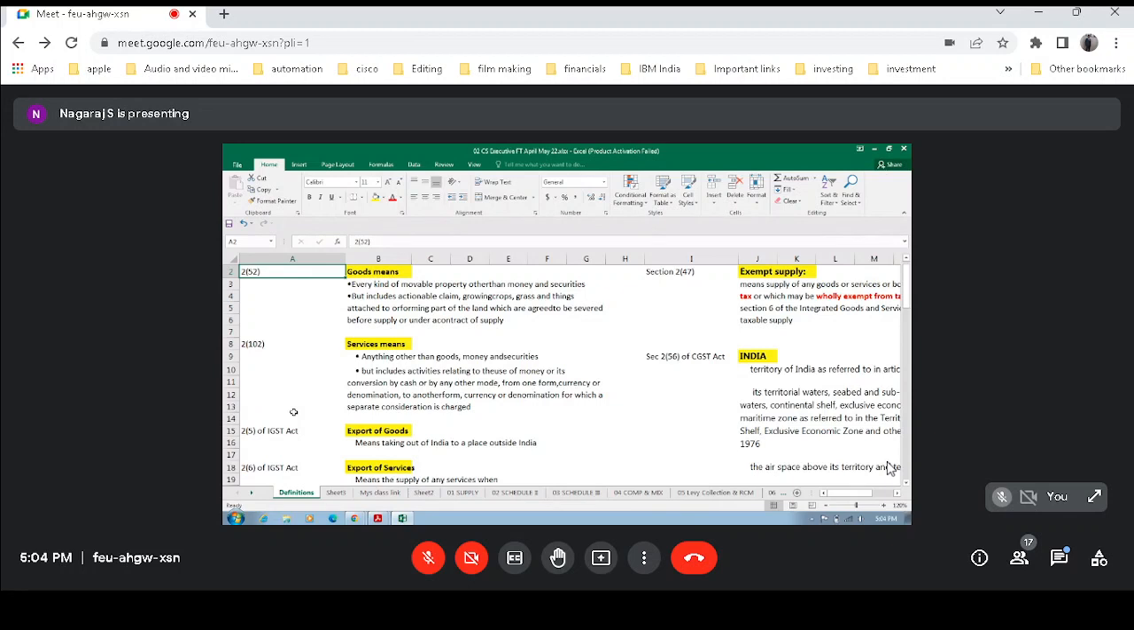Then what is goods? Okay, they are defining that. Goods means every kind of movable property. What does it mean? Every kind of movable property. Movable property in the sense, what?